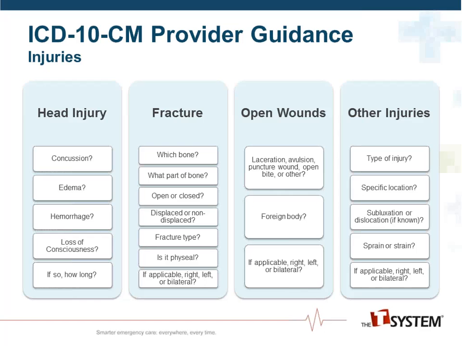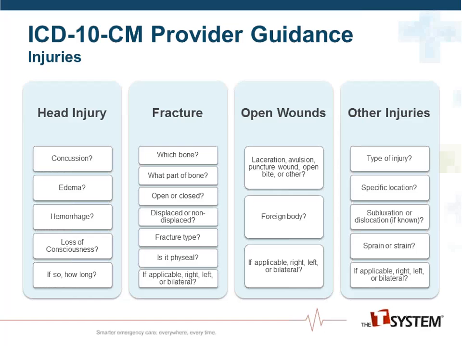I have to admit that I have not seen it uncommon in ED documentation for them just to say radial fracture. Well, what part of the bone is it? Is it open or closed? Is it displaced or non-displaced? What type of fracture is it? Is it physeal? If applicable, again, right, left, or bilateral. You'll see right, left, and bilateral very much as a recurring theme here.